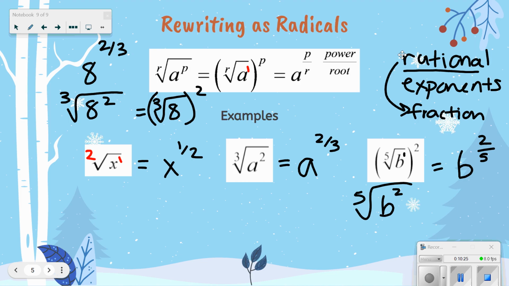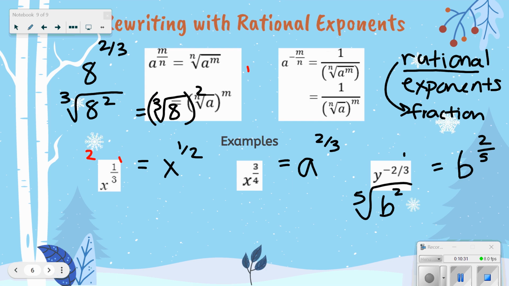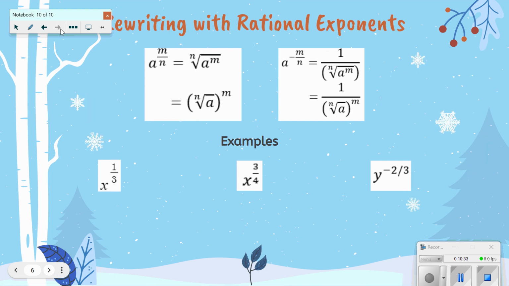All right, what other questions do you guys have? So let's go do the other way now this time. So now let's start with our rational exponents, and we are going to rewrite as a radical. So if I say as a radical, what symbol does that mean you should have with your answer?